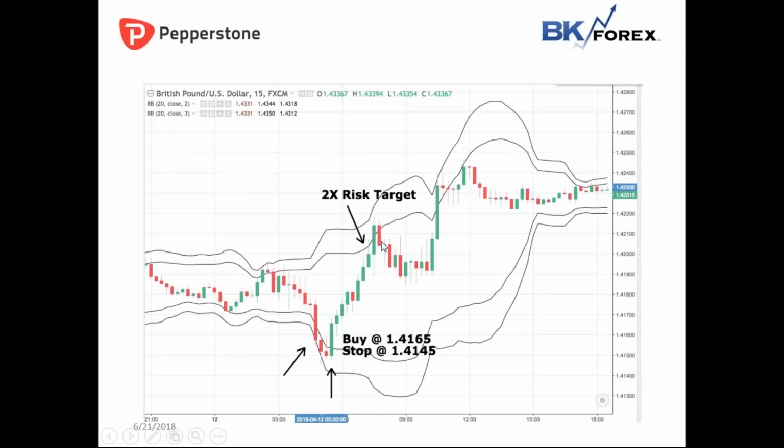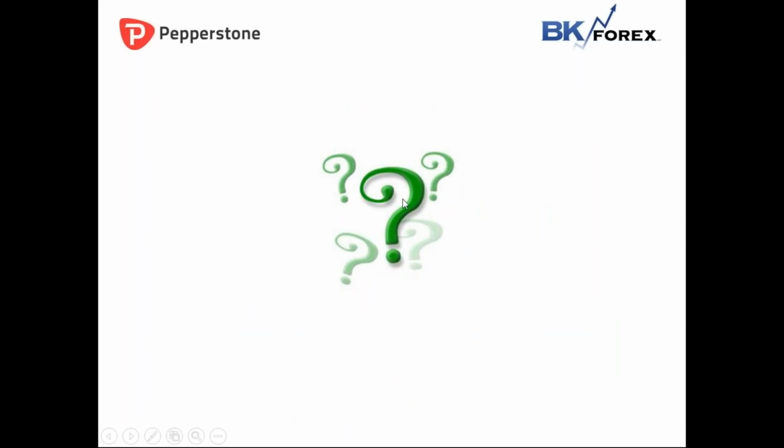So here's just some more examples here. This is an example of a short trade. The first arrow is where the currency pair closes at or below the third standard deviation Bollinger Band. It takes a couple of candles. You're waiting for it to confirm the reversal. It closes back above the second standard deviation Bollinger Band. You buy 141.65, stop at 141.45, and you have a really nice rally to the upside.